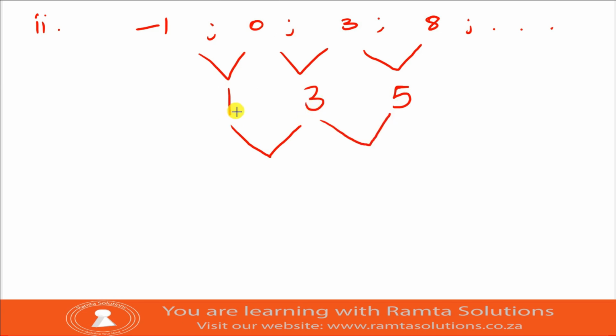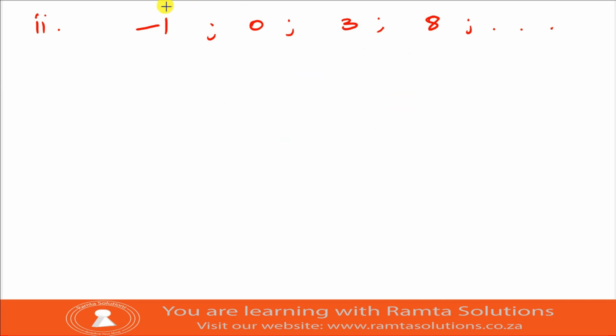3 minus 1 is 2. 5 minus 3 is 2. Okay, maybe let me try to shorten them. 0 minus 1 is 1. 3 minus 0 is 3. 8 minus 3 is 5. 3 minus 1 is 2. And then 5 minus 3 is 2.